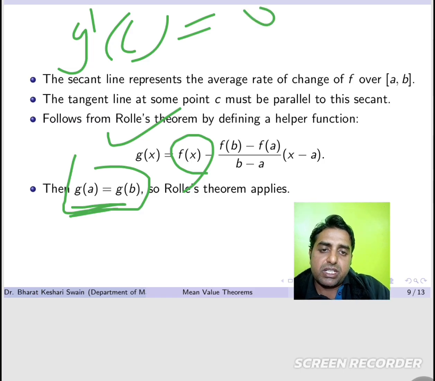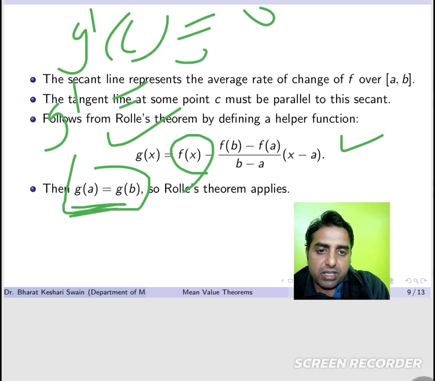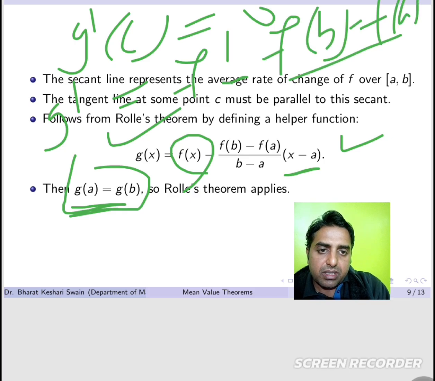So if g dash c equals 0, then according to this helper function we supposed, what will be g dash? If g of x equals this, this is your g of x. So g dash will be f dash, and the derivative of x minus a means only 1. So that will be f dash minus f of b minus f of a divided by b minus a, since this is constant.